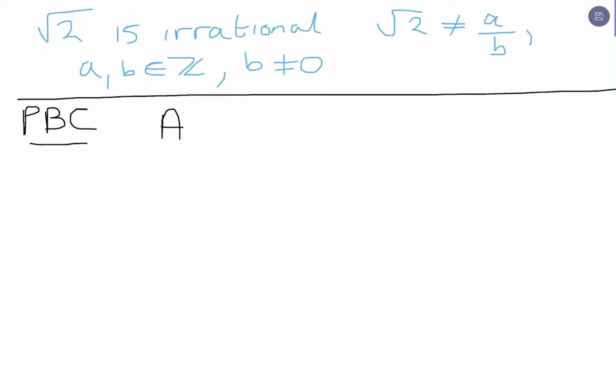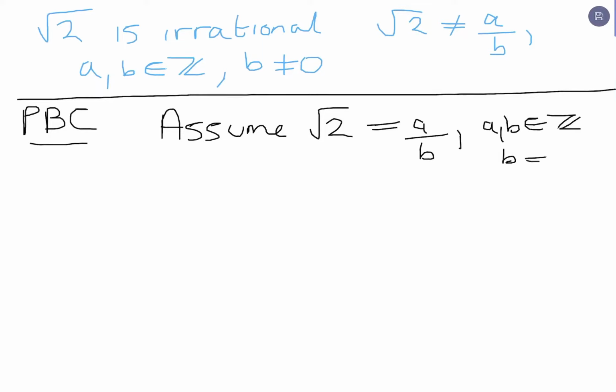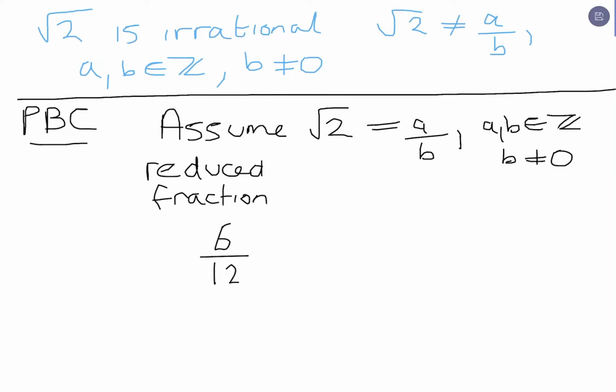Let's assume root 2 is rational. So that means it can be expressed as a over b, where a and b are integers, and b is non-zero. We're also going to assume that this fraction is reduced. What I mean by that is that there aren't any common factors in a and b. For example, if we have 6 over 12, we know we can take a factor of 6 out of both sides, and that comes out to a half. So our a over b is like this, a half. There are no common factors in it.